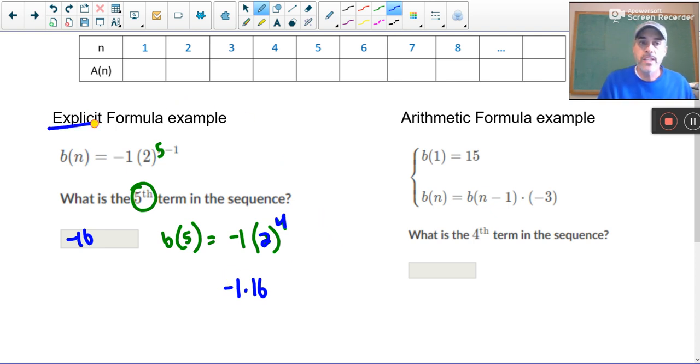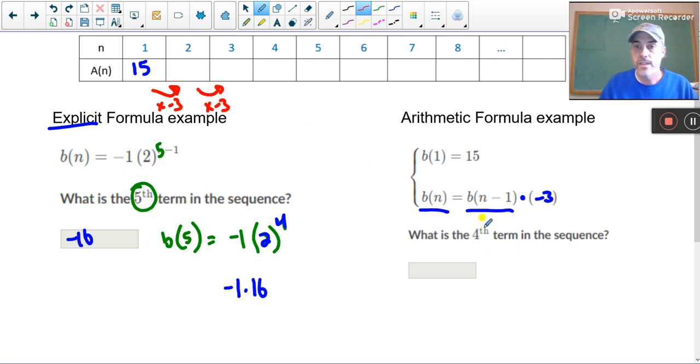You'll notice when I do the explicit formulas, I'm not using the table. However, when I am using a recursive sequence, it really helps me to use that table. So you might want to write out something that looks a little like this table on a scrap sheet of paper. B of 1 is 15. And a new term is equal to the term before it times -3. So I'm reading this and I'm thinking, okay, I'm just going to be multiplying by -3 every single time. It wants the fourth term of the sequence. So I know that I'm going to stop when I get here, and that's going to be my answer.